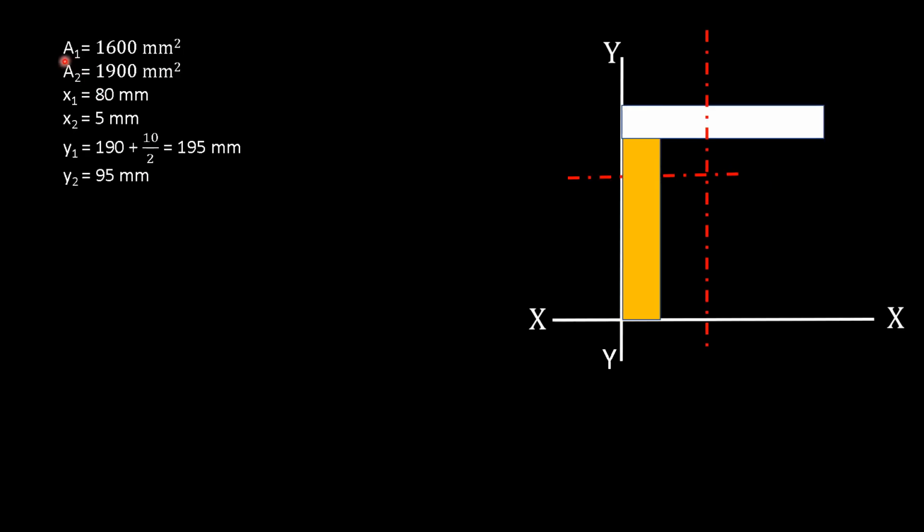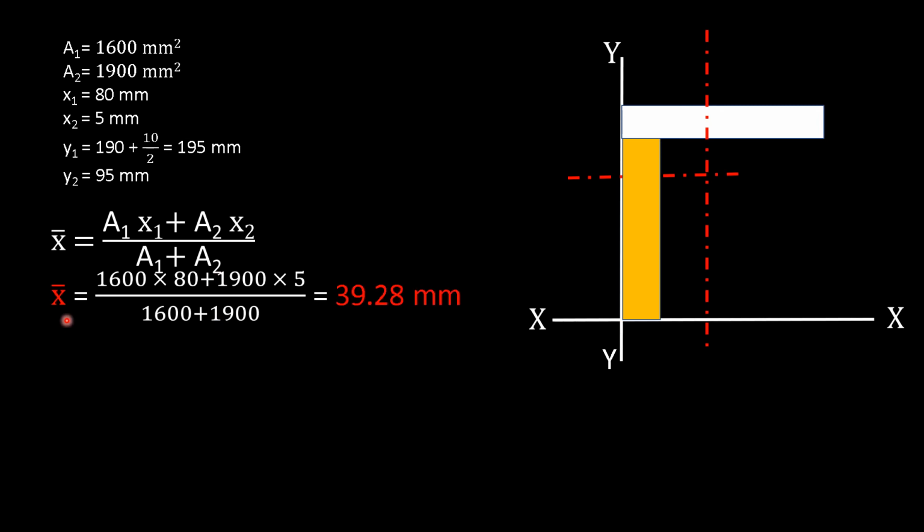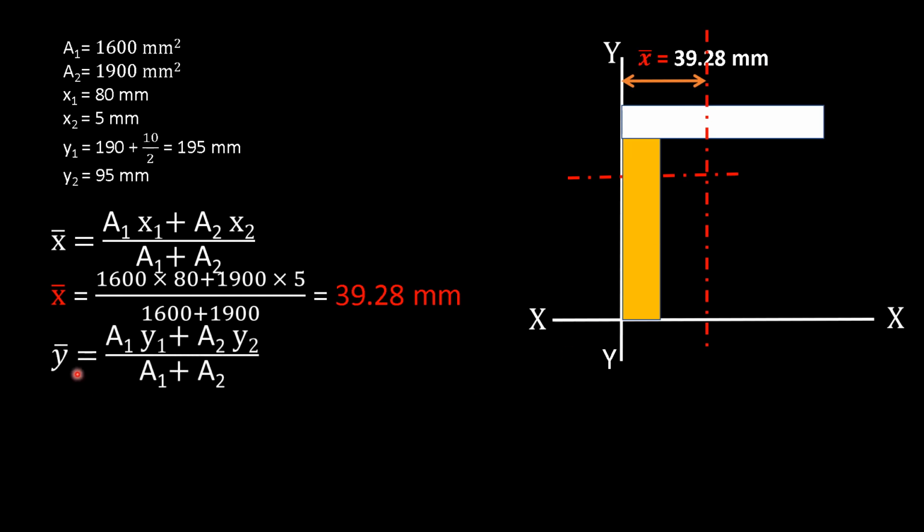Values of A1, A2, X1, X2, Y1 and Y2 are provided here. We have X bar equals A1 X1 plus A2 X2 divided by A1 plus A2. Substituting the values, we get X bar equals 39.28 millimeters. So this is X bar, 39.28 millimeters. Y bar is A1 Y1 plus A2 Y2 divided by A1 plus A2.